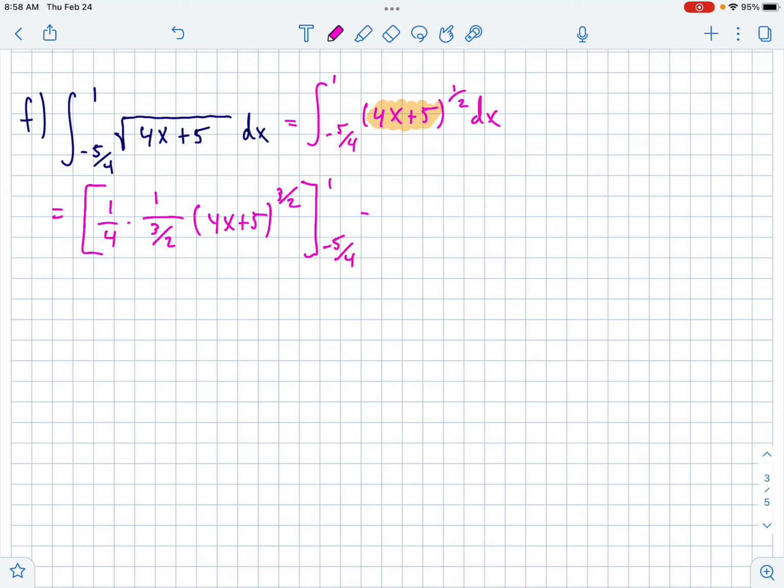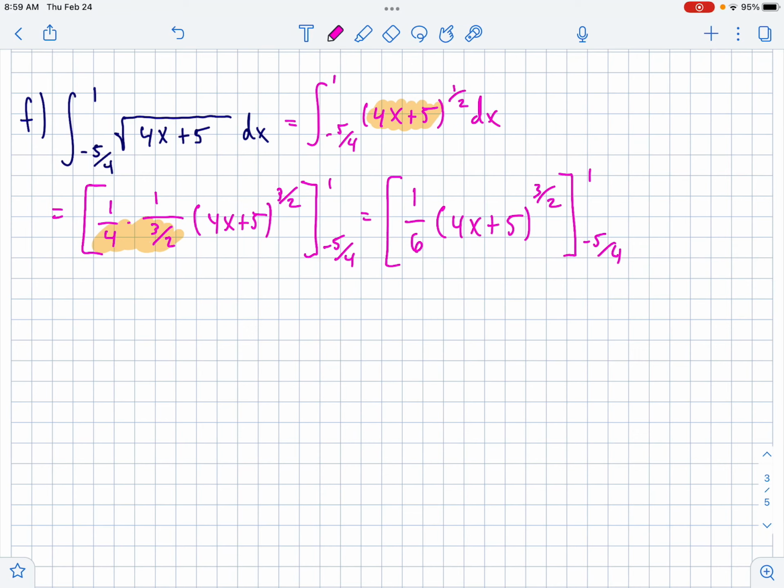Okay, cleanup time. Right here, the 4 times 3/2. 2 goes into 4 twice. 2 times 3 is 6. I believe this is 1/6 on the outside of (4x plus 5) to the 3/2. And we're going from 1 to -5/4.